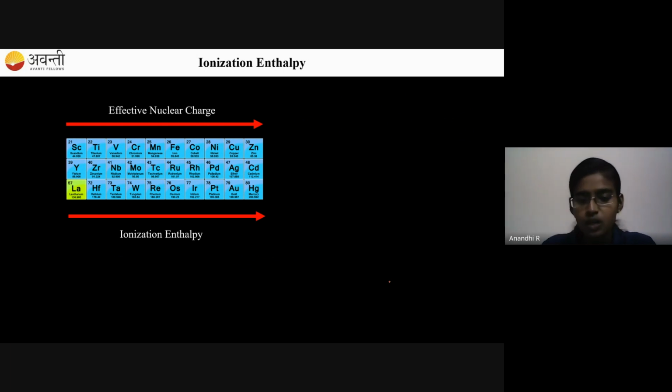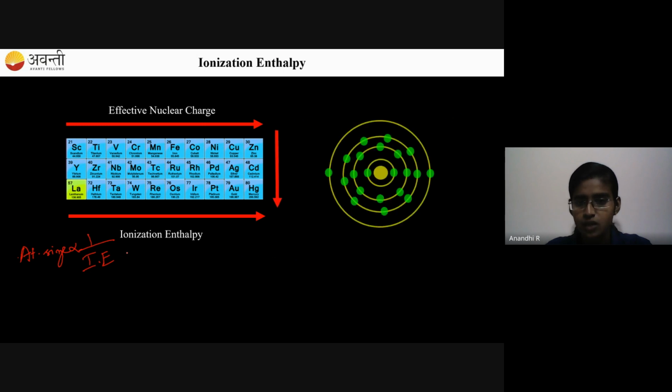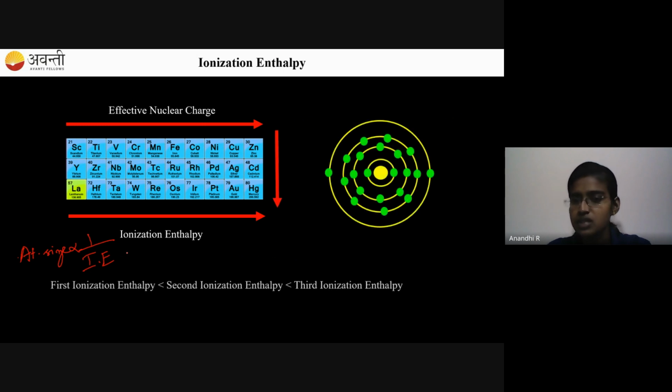Now, since the size decreases across the period, ionization energy increases, because atomic size is inversely proportional to ionization energy. If one increases, the other decreases. And on moving down the group, what happens? Moving down the group, size increases and ionization energy decreases. So this is the atom, and the energy required to remove this particular first electron is called the first ionization energy.